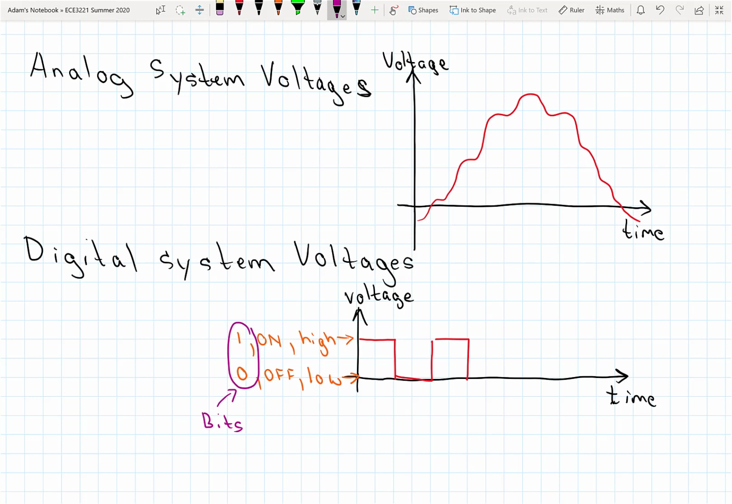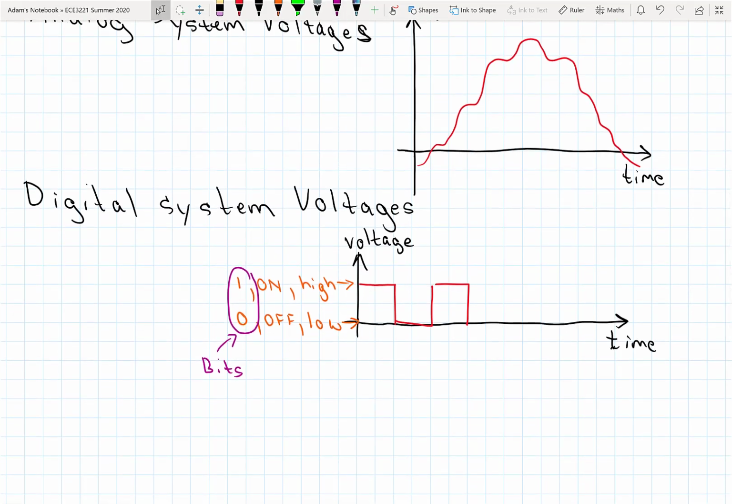Okay, so again, we'll note the difference between an analog system and a digital system. In an analog system, those voltages can take on any value at any point in time, whereas a digital system, in this specific case, can only take on a value of high or a value of low, a value of 1, a value of 0. It can only be 2 values, where that analog system voltage could be any value.